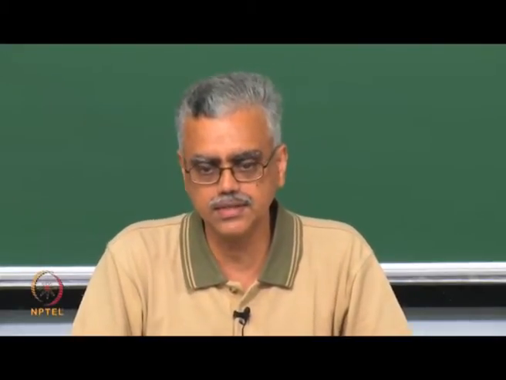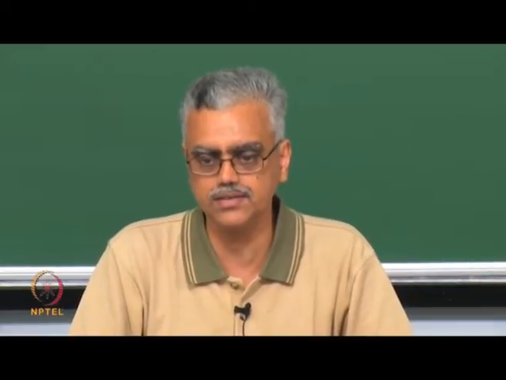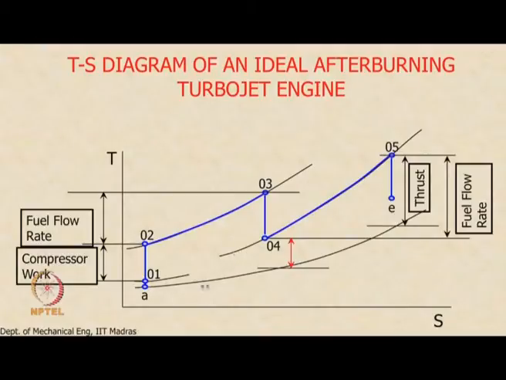Okay, so now let us take a look at the ideal cycle for an afterburning turbojet engine, and you can see here that this is the basic cycle, right? This was the basic turbojet cycle. This is proportional to the compressor work, this is proportional to the fuel flow rate, and then turbine work, and this was the thrust that we had produced earlier.